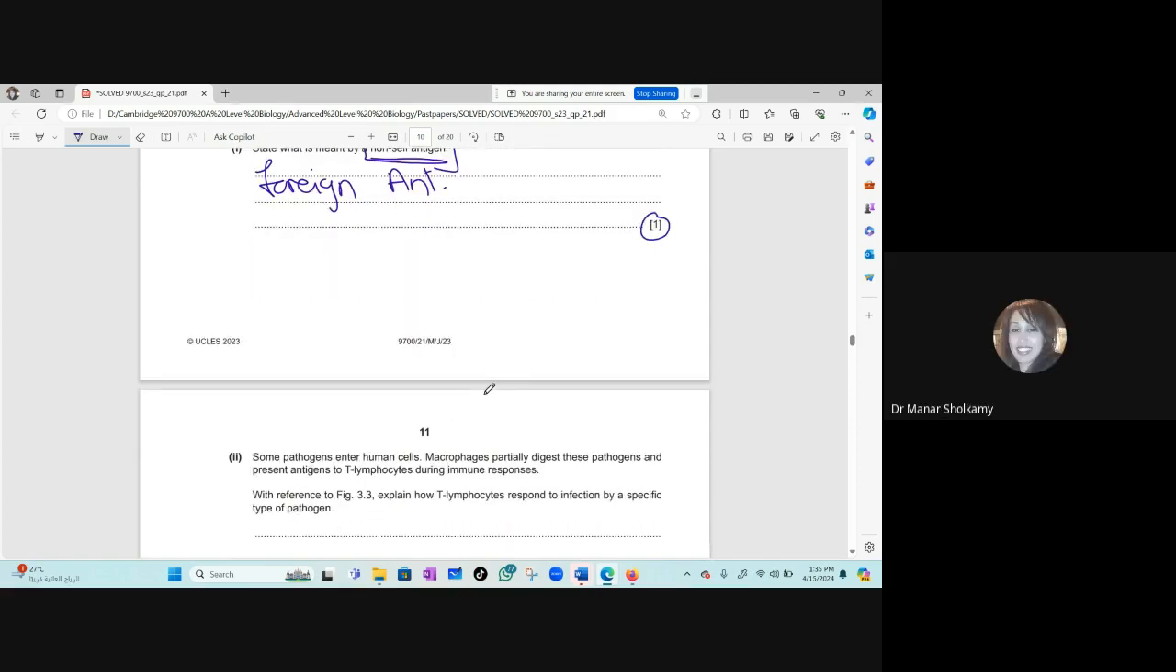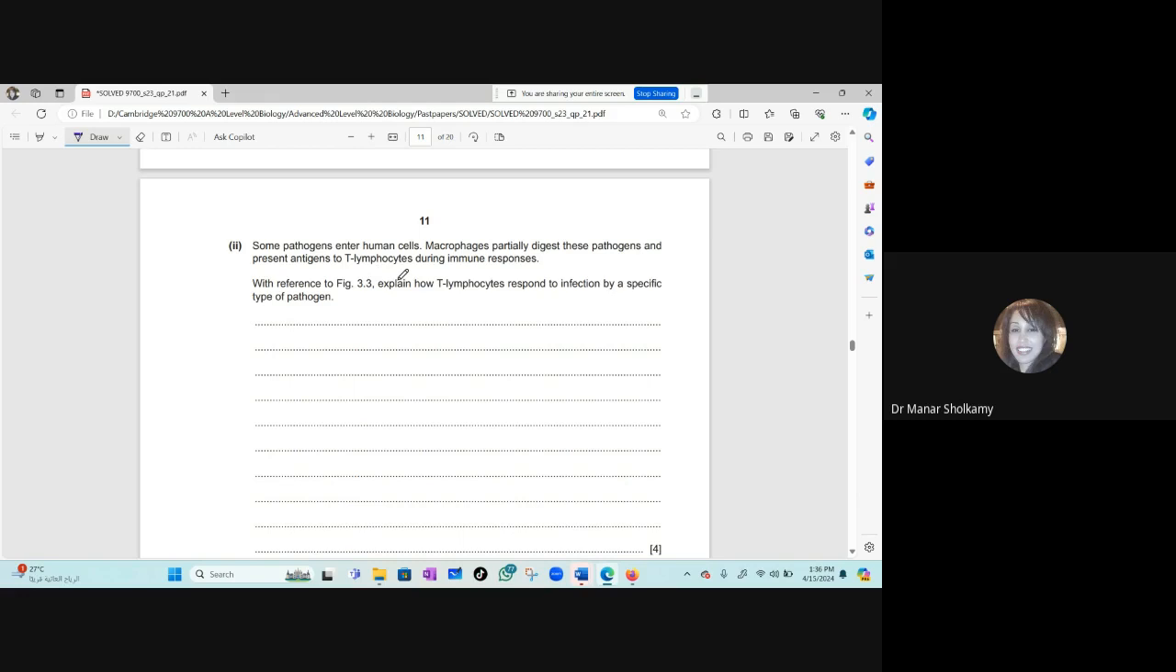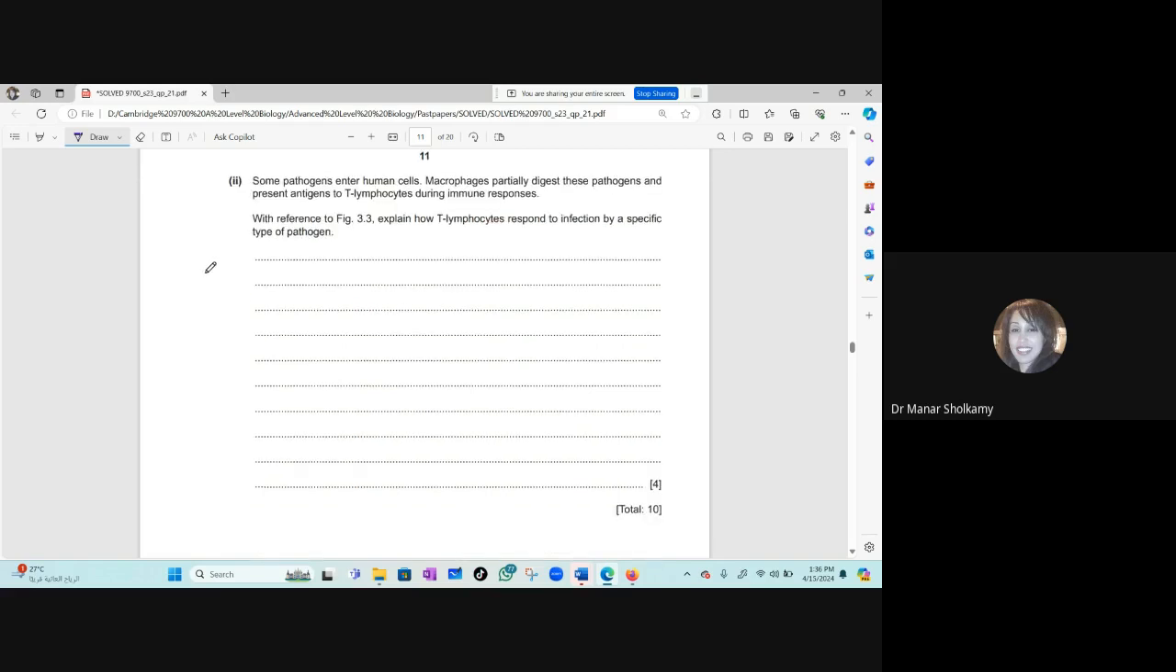Yes, it does. Okay. With reference to figure 3.3, explain how T lymphocytes respond to infection by a specific type of pathogen. Okay, you don't even need a figure to answer this question. This question is asking you about all the steps of immunity. What happens when your body is encountered with a foreign antigen? From the very beginning, what do you say? This question can be 4 marks or 6 marks. So, what does the T lymphocyte do when there is a foreign antigen?